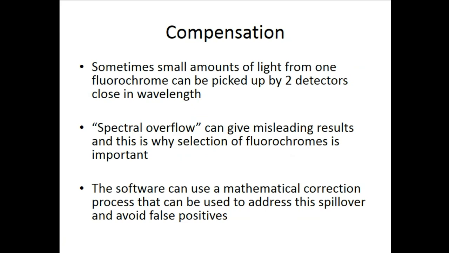So sometimes small amounts of light from one fluorochrome can actually be picked up by two detectors. The right detector and the wrong detector. So this concept is called spectral overflow. Spectral overflow is when the light for a particular fluorochrome is detected in the wrong detector. And using this concept of compensation, you can instruct the software to use a mathematical calculation to compensate for this.